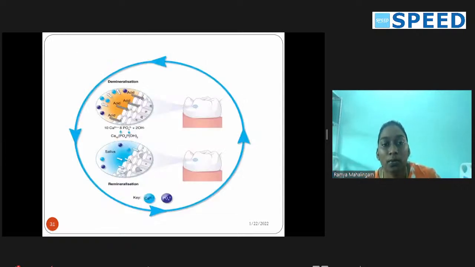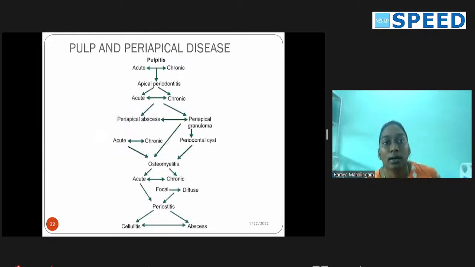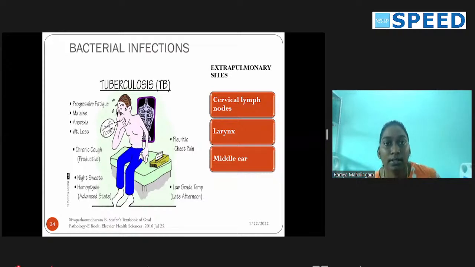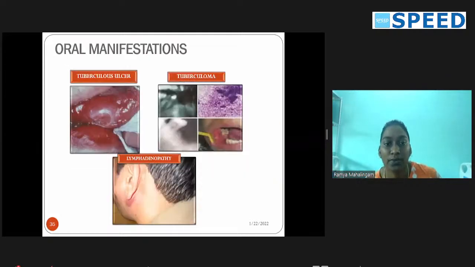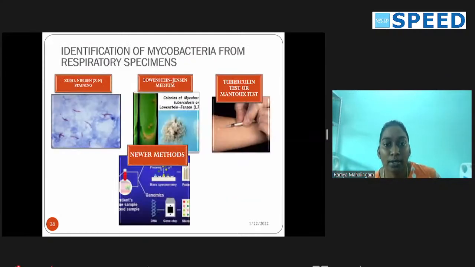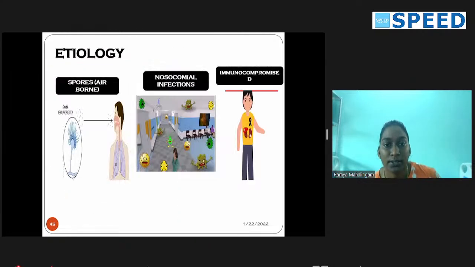And also when there is a demineralization, when you add a mineral like calcium or phosphate and fluoride to the demineralized structure, it is obviously going to remineralize. Okay. Then pulp and periapical diseases, we saw about osteomyelitis. Then we went on to infections. So infections we already brushed through. Okay. So I'm skipping infections.